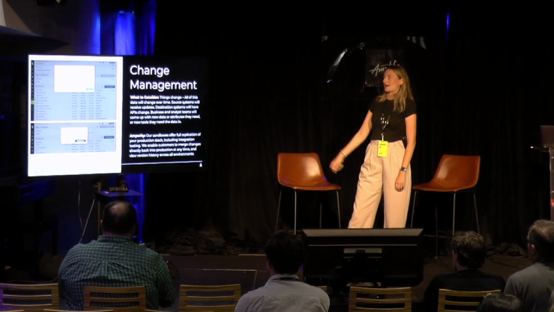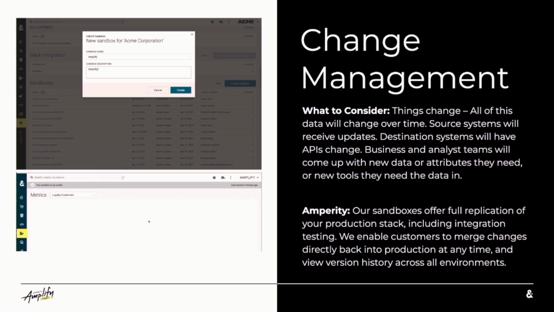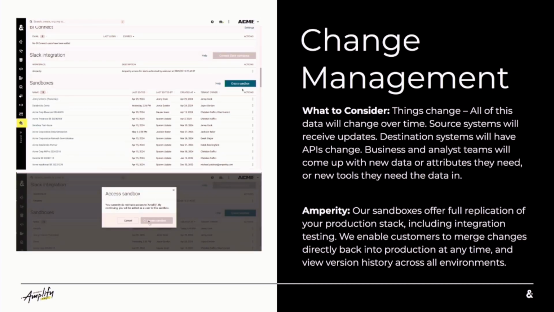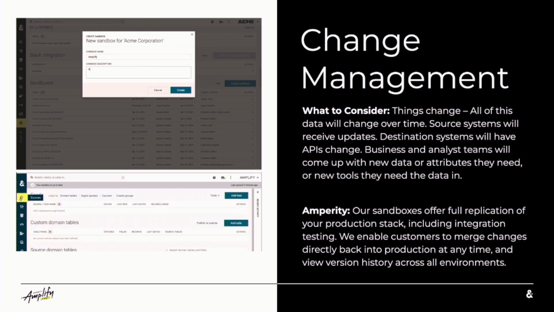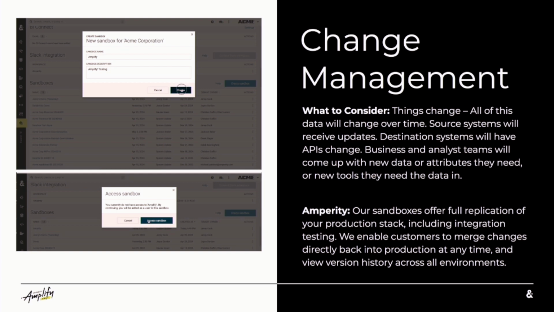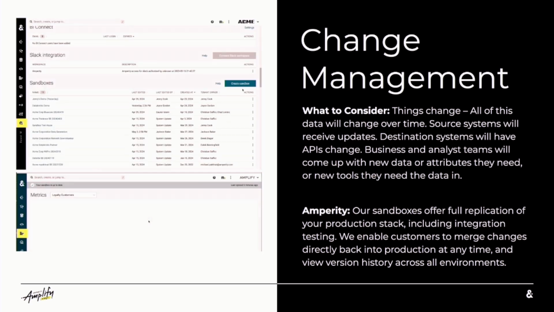And then lastly, on change management, this is huge. Things change. If it doesn't change, then you're probably missing something. Source systems will get new data, destination systems change, APIs change. You need to continue to maintain parity between all of these things in your architecture. Marketing teams ask things of the IT team, and the IT team asks things of marketing teams. That's what happens here.